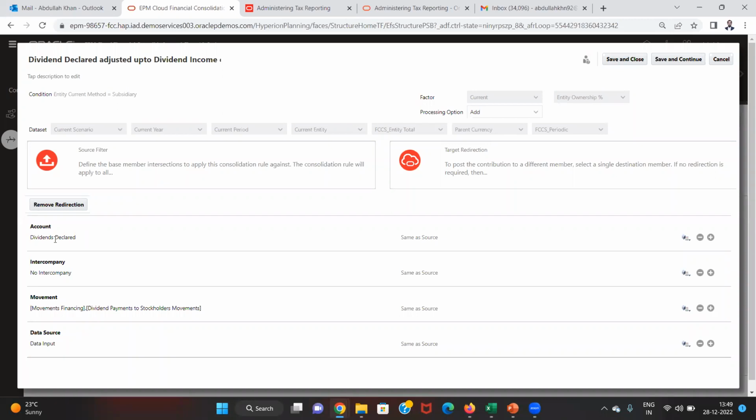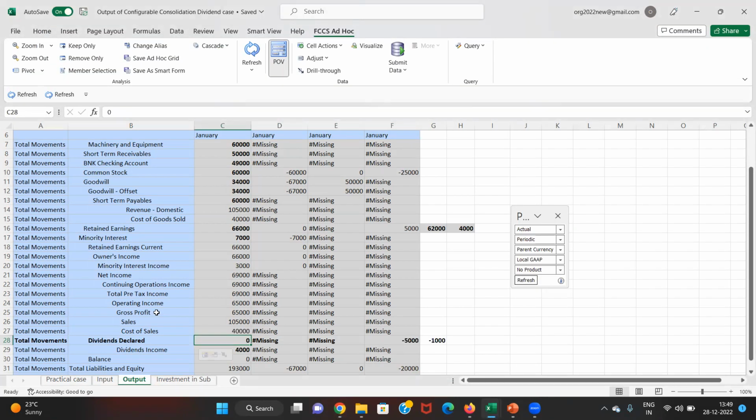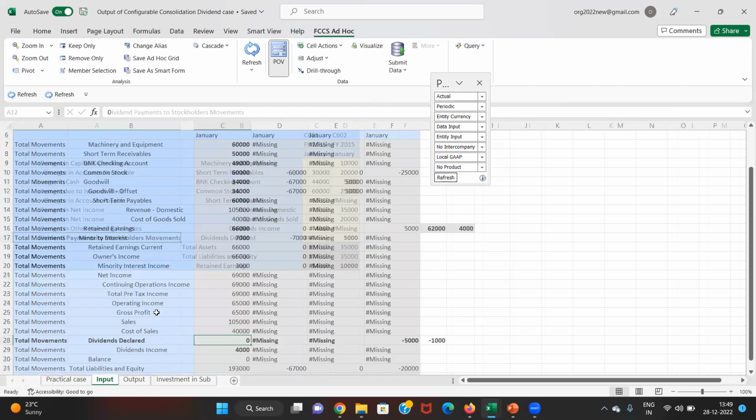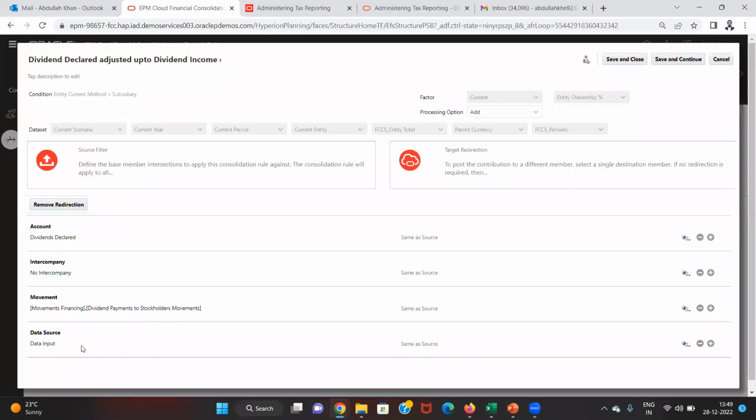So I've selected my account as dividends declared, intercompany is no intercompany, and movements is the dividend payment to stockholder movements. This is the movement which I have taken while inputting my data. And data sources, data input. Whereas the targets are all the same. Since I want to make an adjustment in the dividends declared account itself, I have taken the target account same as source.